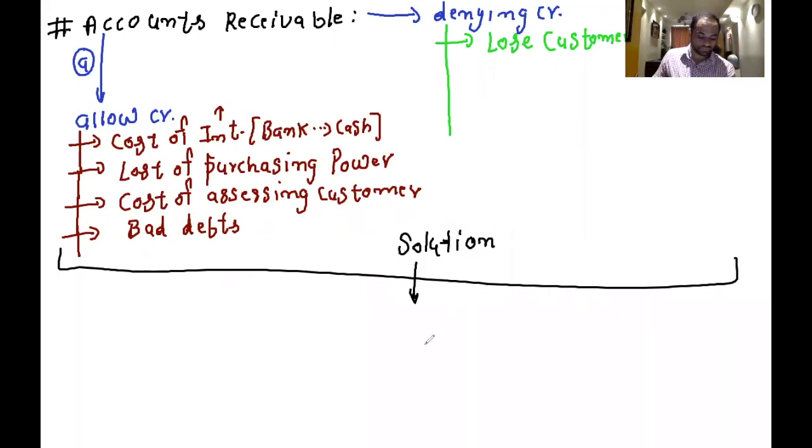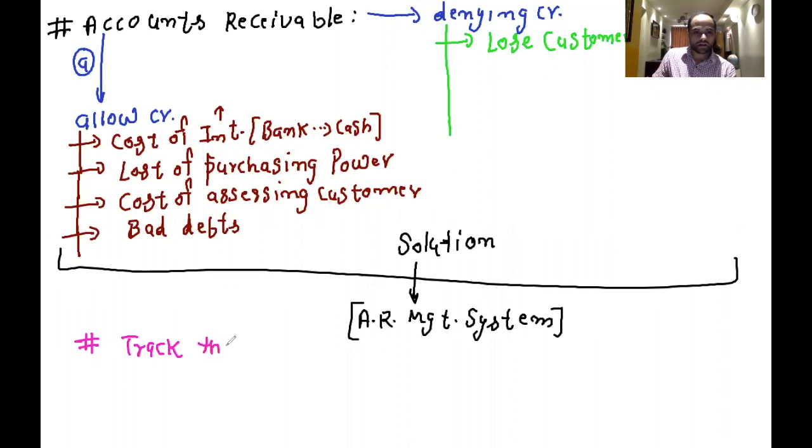Find the solution. The solution is the accounts receivable management system. How do we manage our accounts receivable? So the first thing is we have to track the customer payment records.